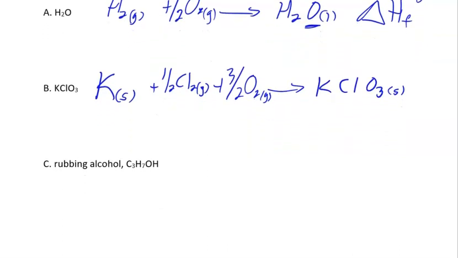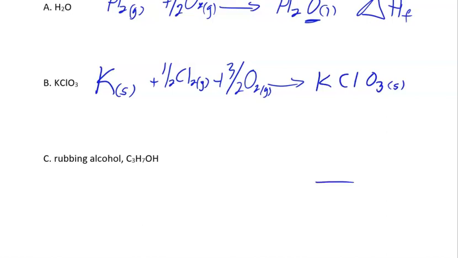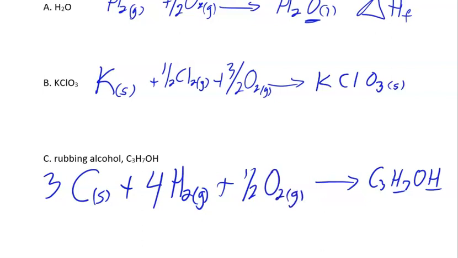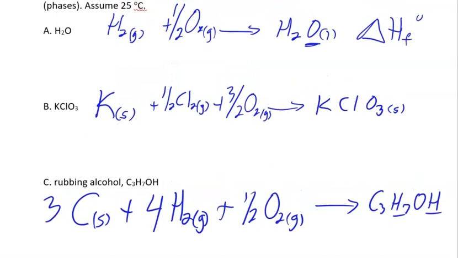All right, rubbing alcohol. We're going to have C3H7OH. Now look, H7 and OH is 8 hydrogens. So carbon is going to be a solid at room temperature. We need 3 of them. Hydrogen is diatomic and a gas at room temperature. We need 8, so 4 times H2. And we need 1 oxygen, so we're going to need 1/2 of a mole of O2 gas. These would all be heats of formation reactions. The delta H for these equations would equal the heat of formation.